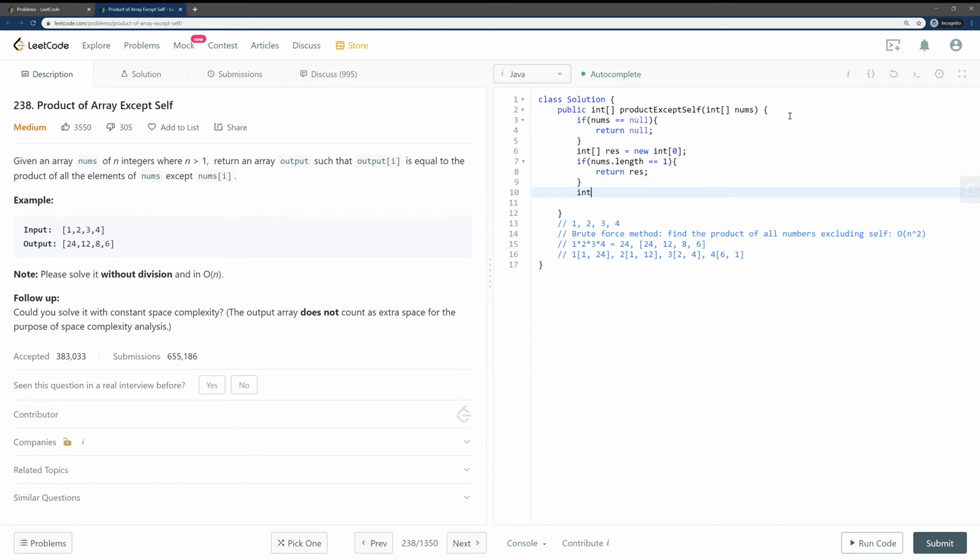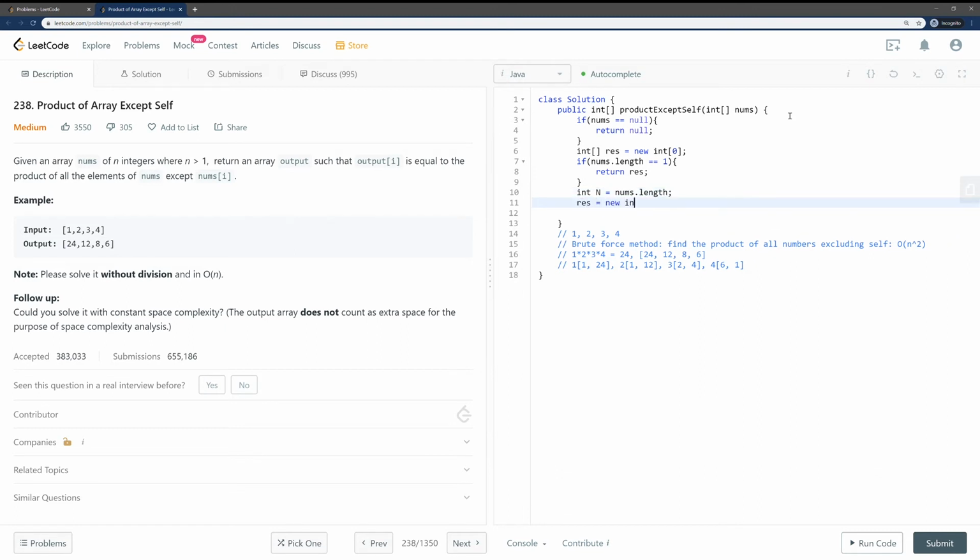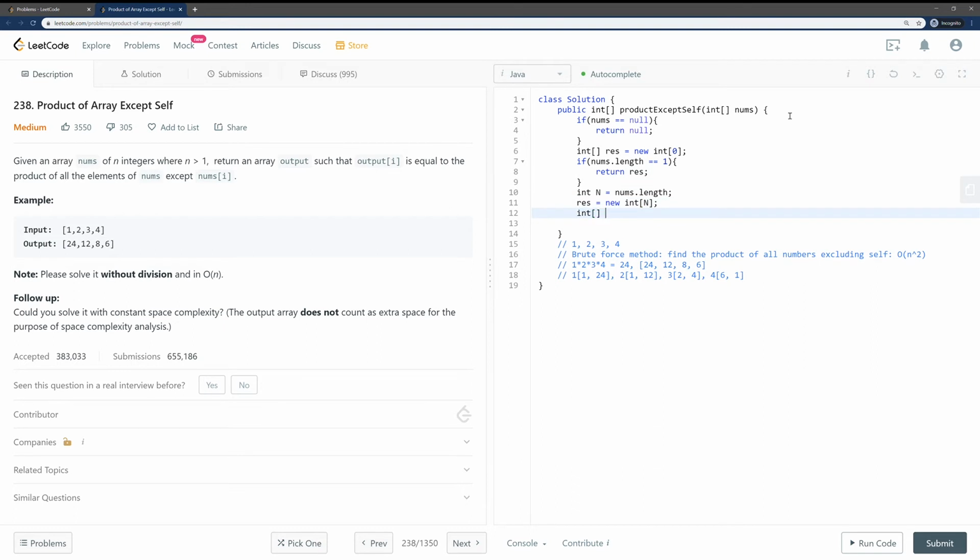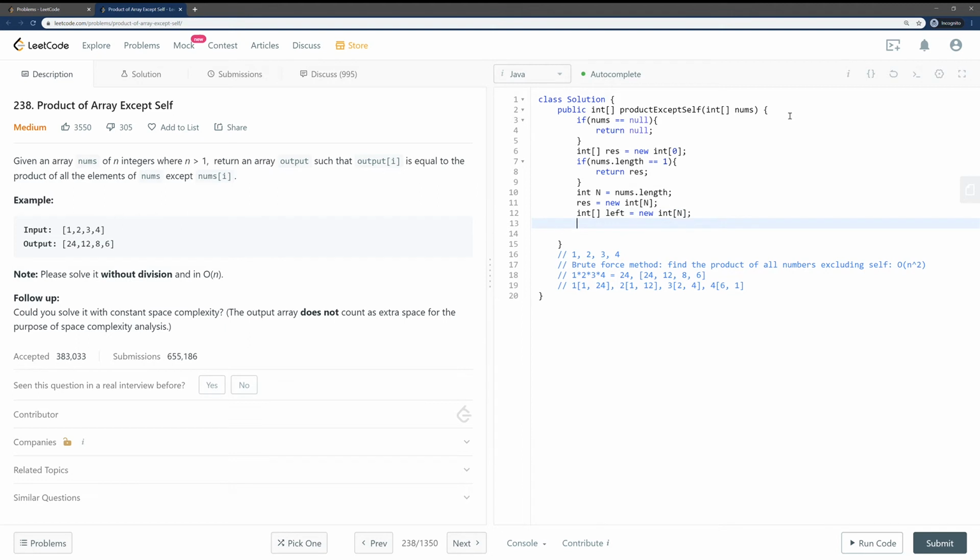Otherwise what we want to do, the number of elements n, our result, we will initialize this. Result will contain n numbers. We need actually two arrays. One is left array, which will be also n. We need also right array, which will contain n elements.